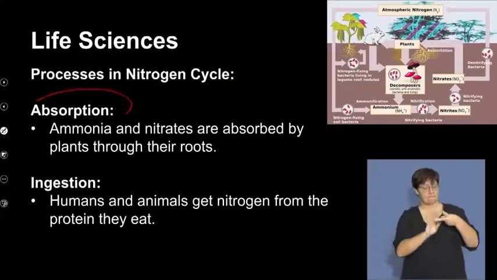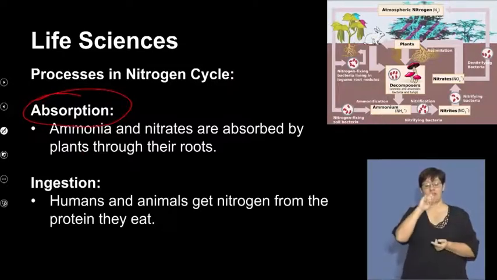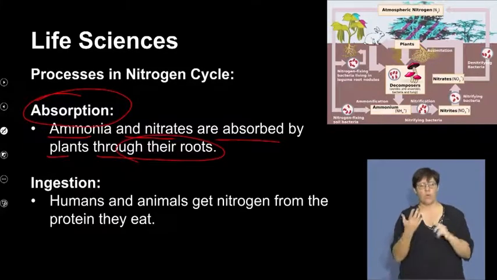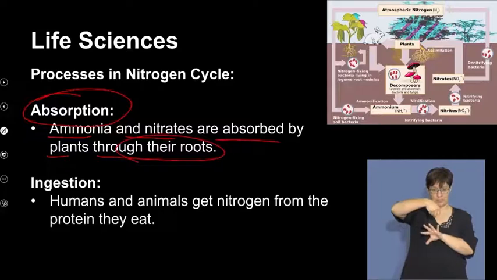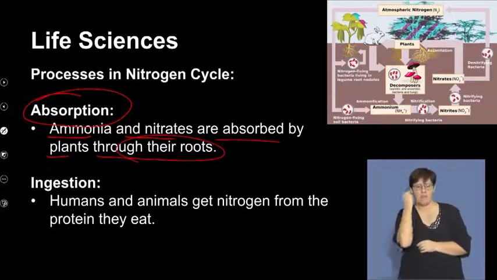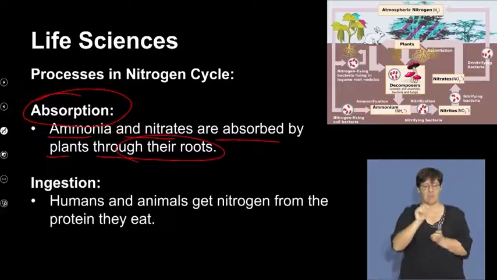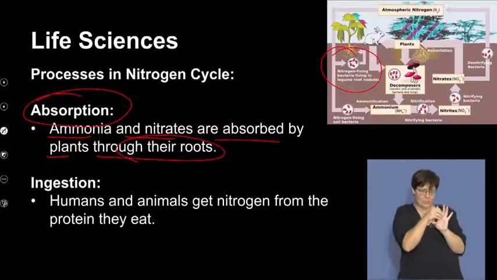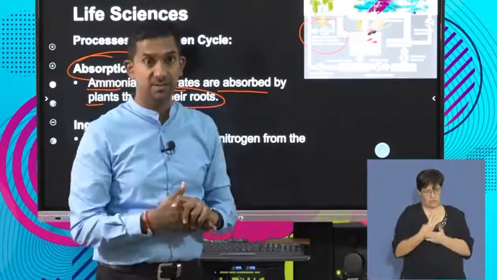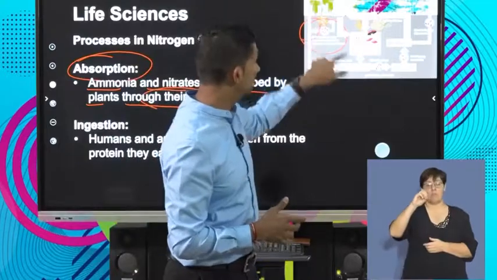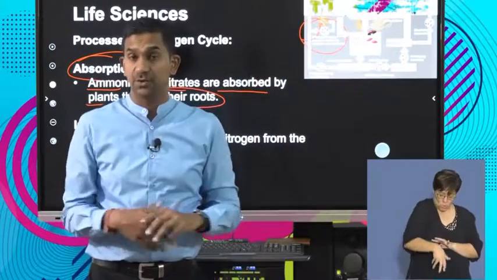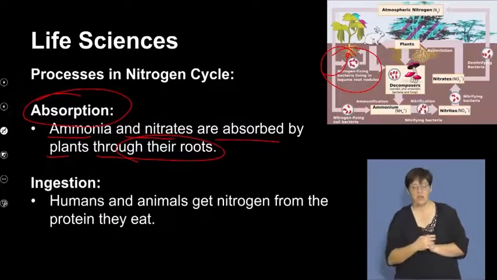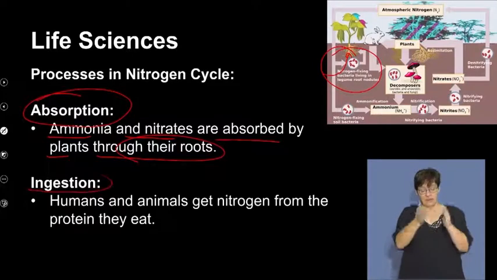The next process is the absorption of these nitrates. So ammonia and nitrates are absorbed by plants through their roots. As I mentioned earlier on, we have bacteria called nitrogen fixing bacteria. And these bacteria, as you look at these images here, are able to take in and absorb the atmospheric nitrogen and convert that into nitrates and ammonia, which is then available to the plants for processes that they need, such as protein synthesis. So we know that that's an important process of being able to absorb the nitrates and the ammonia.